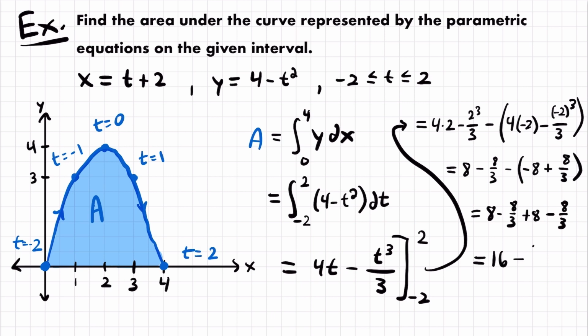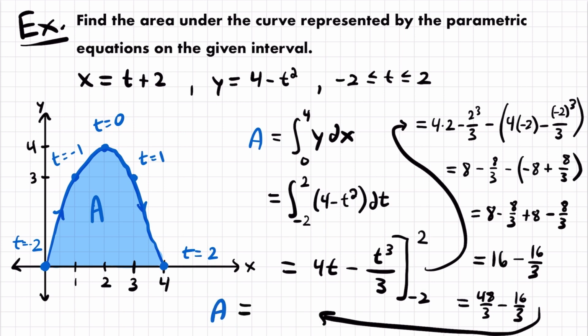Those will combine to be negative 16 thirds, and 16 would be the same as 48 thirds. Right, if we multiply 16 by a form of 1, 3 divided by 3, that will give us 48 thirds. So this is equal to 48 thirds minus 16 thirds. And 48 minus 16 is 32. And so that will give us our final answer that the area is equal to 32 thirds. That is the area beneath this parametric curve, or this curve represented with these parametric equations.